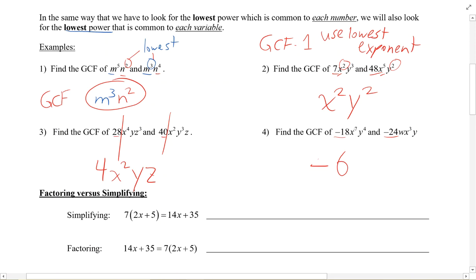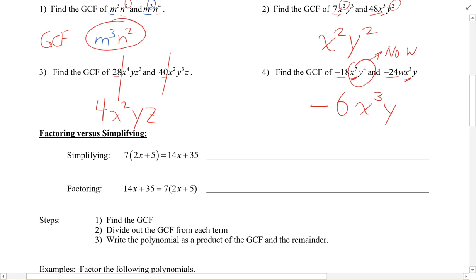Now, there's no W over here, so there is no W in your GCF. But we have an X in both, and the lowest exponent is a 3. We have a Y in both, and the lowest exponent is a 1. So that is our GCF, negative 6x cubed y.